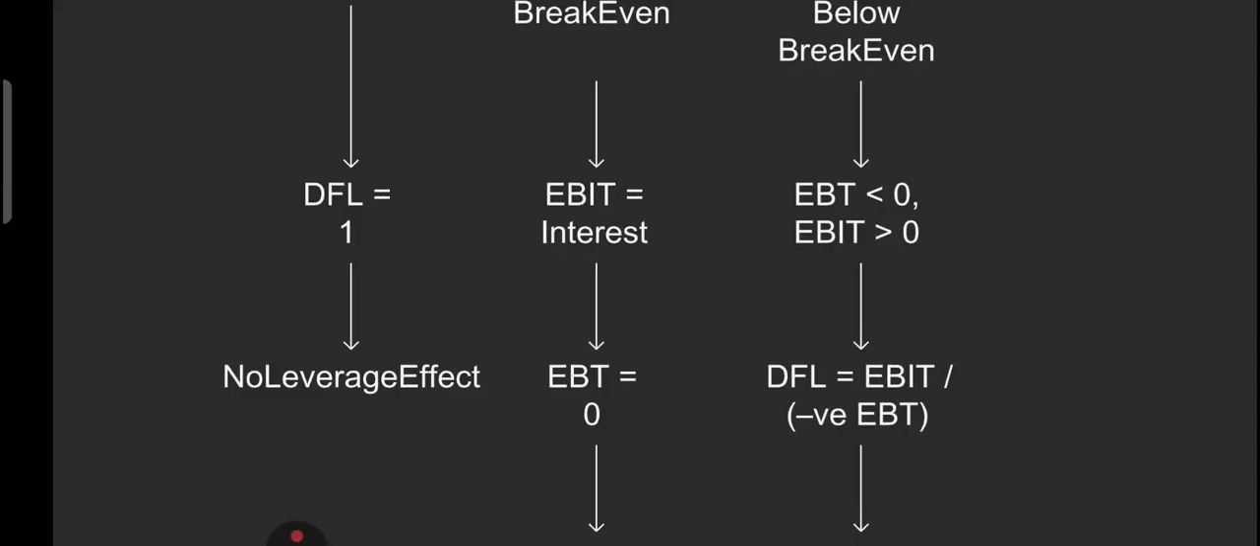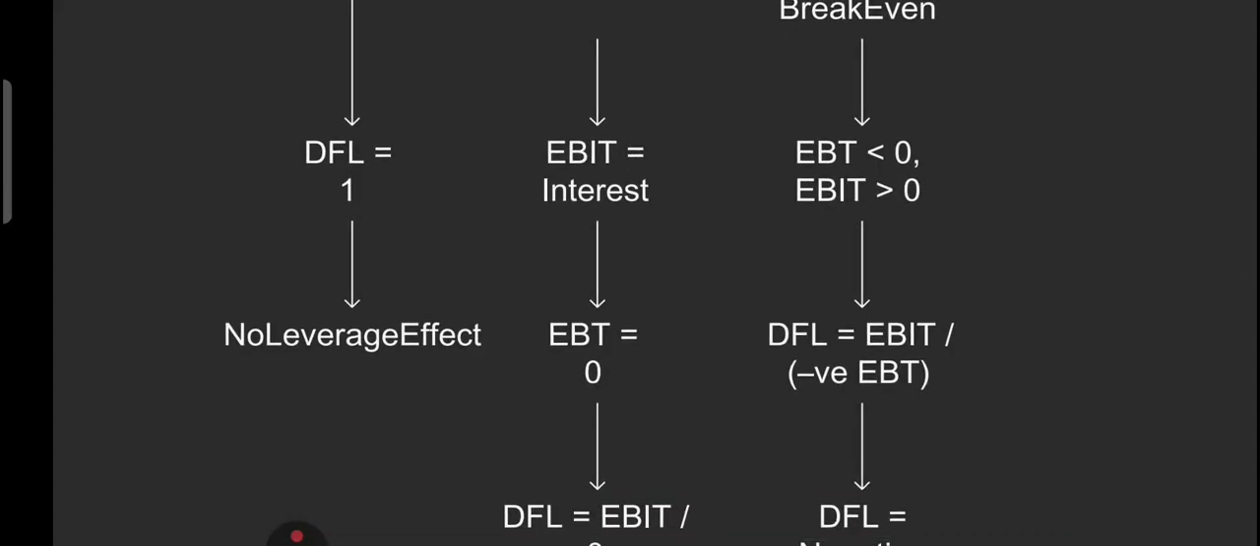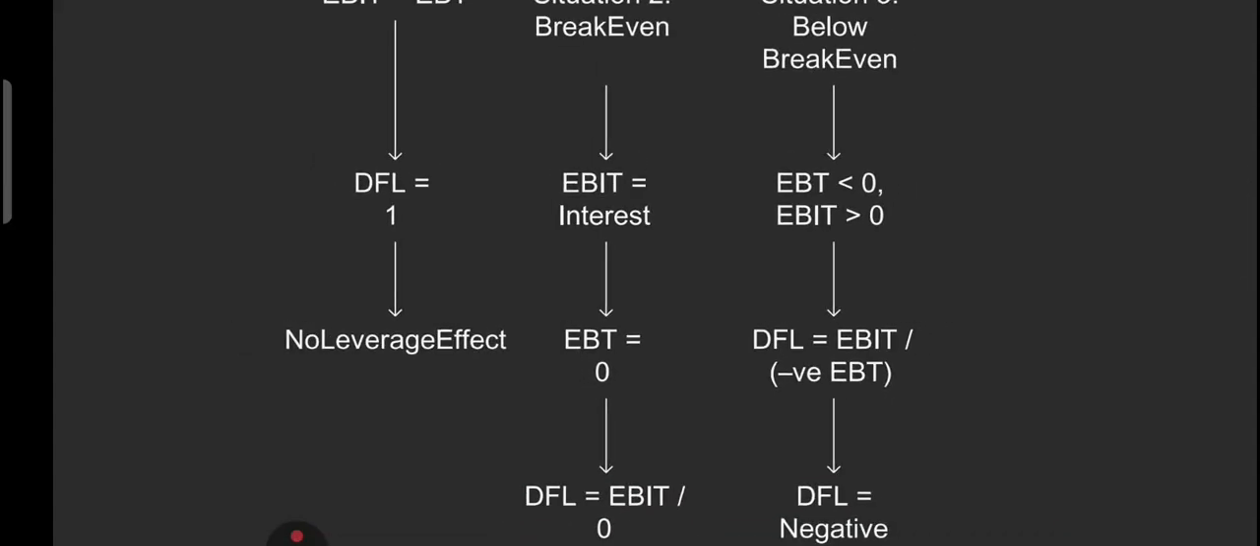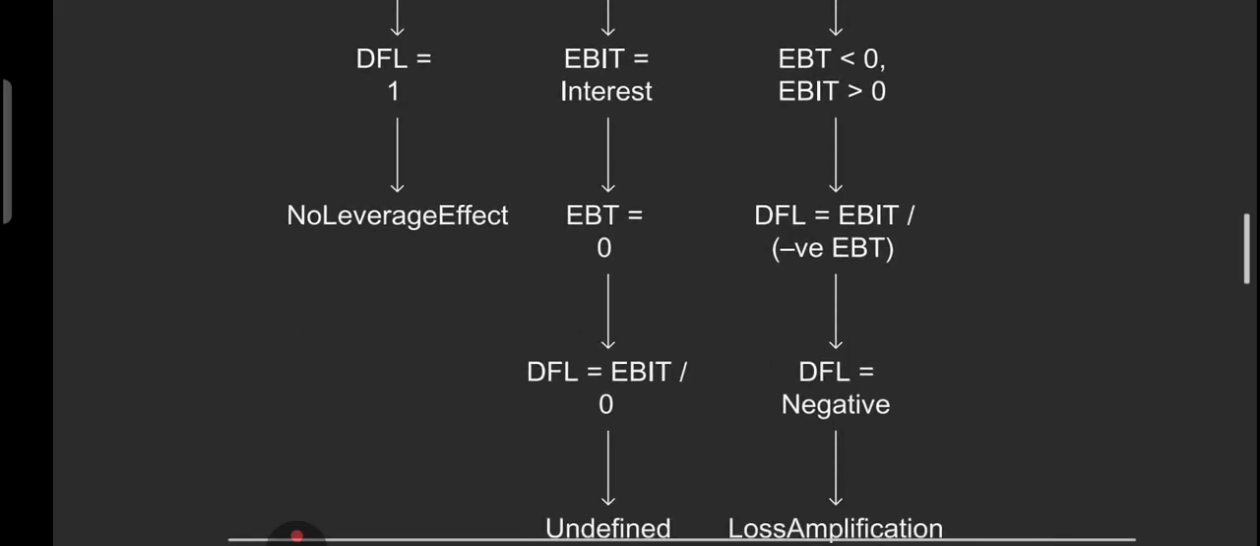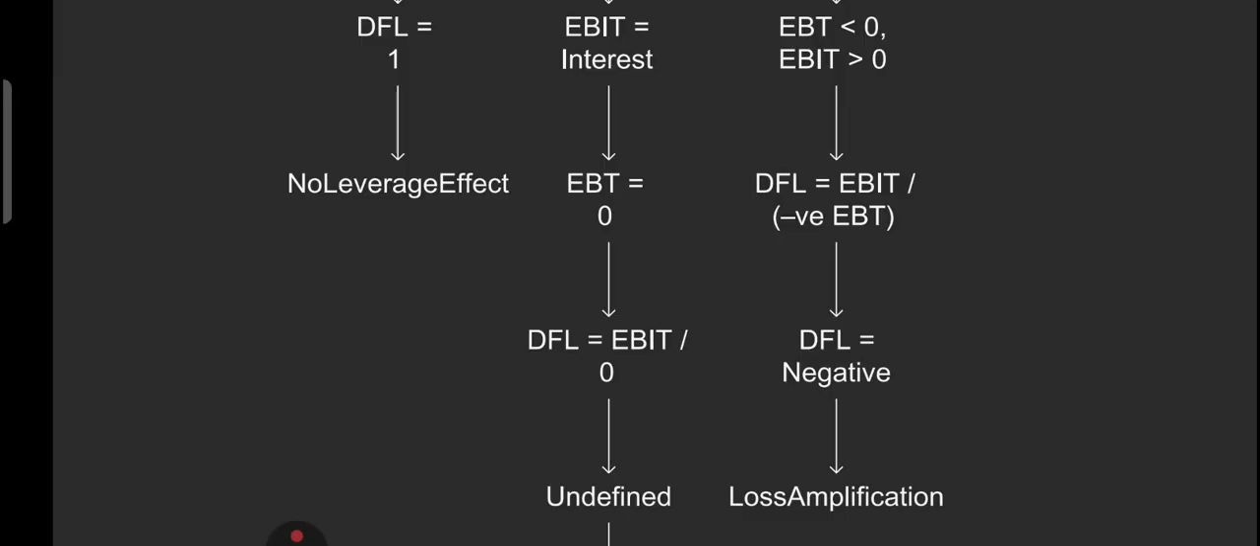So what will happen in this case? DFL will become negative, right? It will become negative because it is a ratio of EBIT upon EBT. You can see EBT is negative, so DFL will be negative. So this signals what? Loss amplification, means leverage is hurting you. It is not helping, it is hurting you. That is why I told you, leverage is a double-edged sword. If you use it smartly, it can be very helpful, but if you don't use it smartly, it will be very hurtful, like you can see in this case.